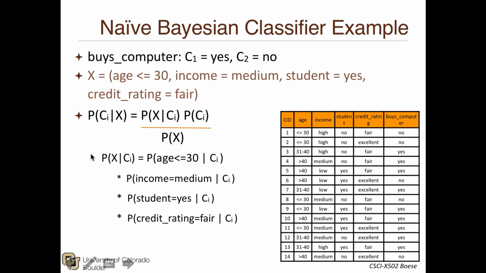So we set up our formula here, and we're essentially looking for which class has the highest probability: whether buying a computer has a higher probability or not buying a computer. So again, here's our formula. We can ignore the denominator because it's going to be the same across the board. With our X being age less than or equal to 30, we have a bunch of attributes here: age, income, student, and credit rating. We're going to be calculating the probability for each one of those attributes given the particular class.